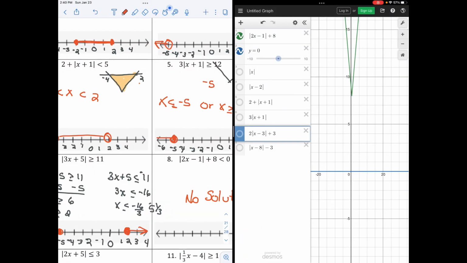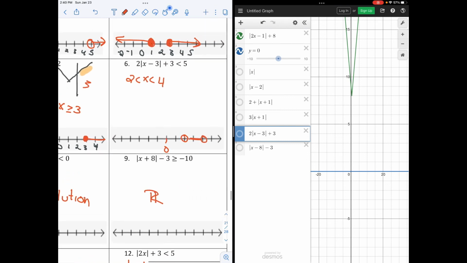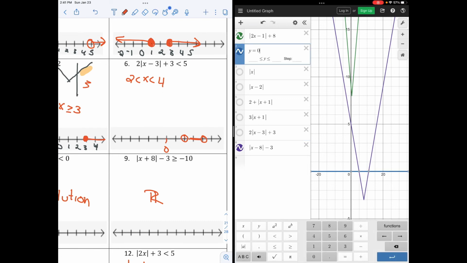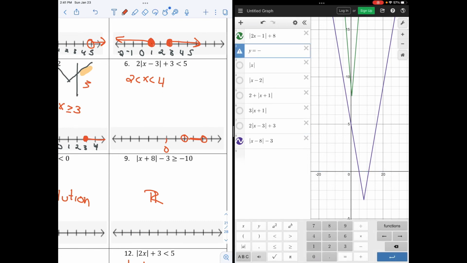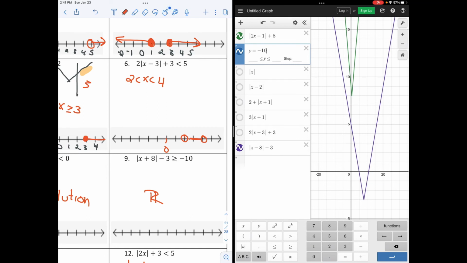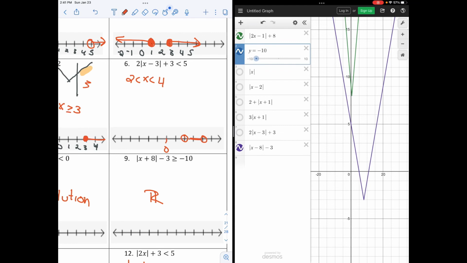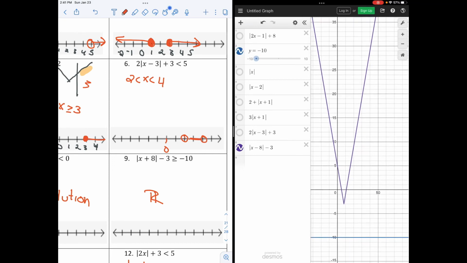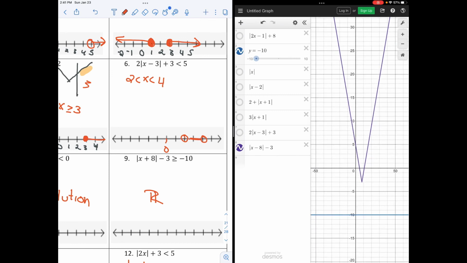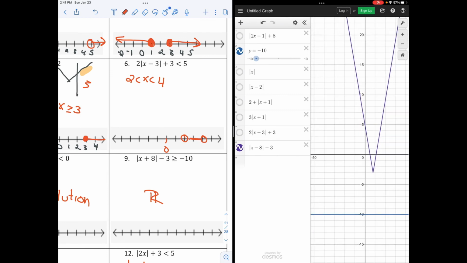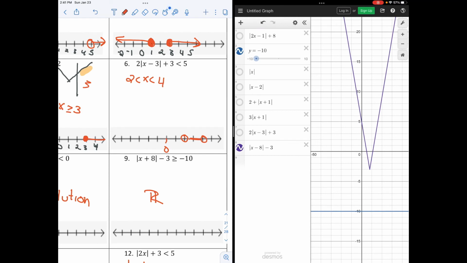But if we go to the next one, and we have x minus 8 minus 3 and -10, okay? So x minus 8 minus 3, I have another one graphed somewhere, oh, it's right here. Okay. And so we're looking for when is this greater than -10? So this is -10, the blue one. When is it above -10? Always. So we say this has all real numbers.